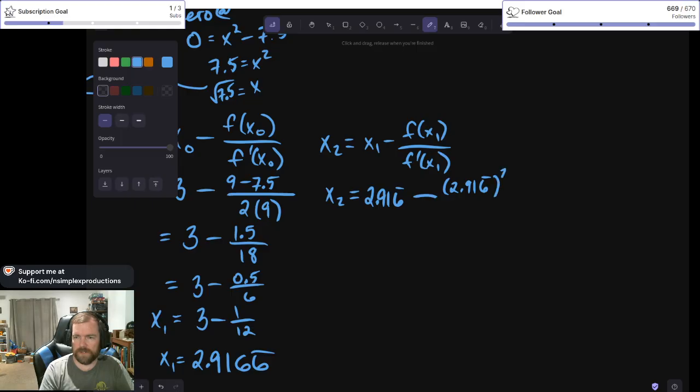2.916 repeated squared minus 7.5 over twice 2.916 repeated.